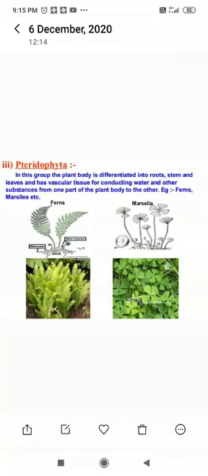And the third main group of the Plantae kingdom is Pteridophyta. Here the plants in this group have well differentiated body parts, like roots, stem and leaves. And they also have vascular tissue like xylem and phloem for the conduction of water and other substances from one part of the plant body to the other part. Examples are ferns and Marsilea. So these are the examples for Pteridophyta.